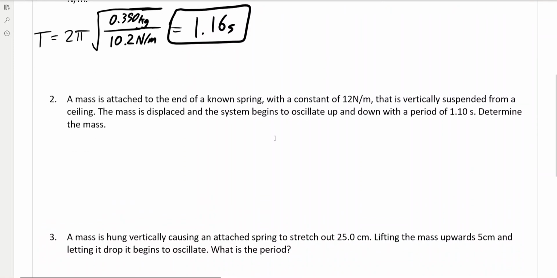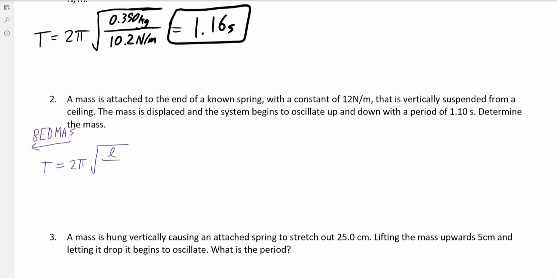Let's use the same sort of skills as in the last video. We're going to be doing opposite operations in order to move things around. So to start with, we've got T equals 2 pi square root of L over, oh, not L, see, did the last video, M over K. Let's take a look at this question. A mass is attached to the end of a known spring with a constant of 12 newtons per meter that is vertically suspended from the ceiling. The mass is displaced and the system begins to oscillate up and down with a period of 1.1 seconds. So we know the period, we know the spring constant, determine the mass.